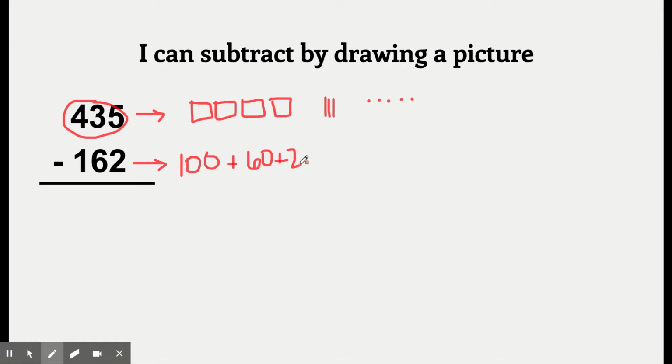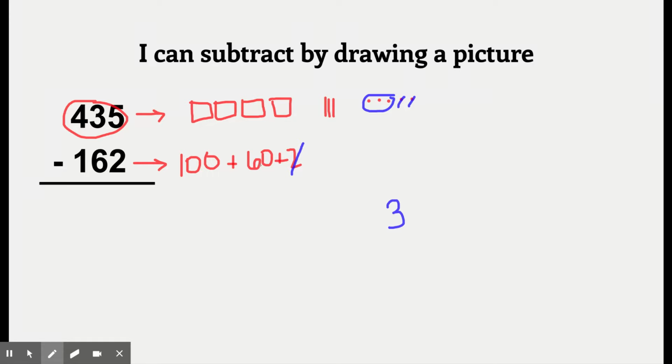I'm always going to start in the same place, which is the ones. So first I look at the ones and I see that I have 5 ones and I want to take 2 away. I'm going to cross off 2 of my ones and I notice that I'm left with 3 ones. Next, I look at my tens place. I notice I have 3 tens, but I want to take 6 tens away. I realize I don't have enough.